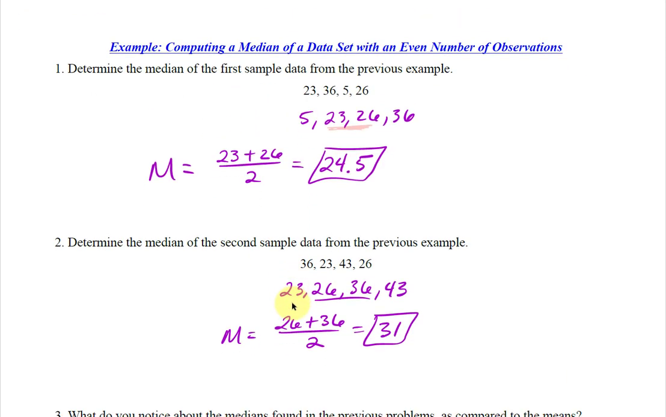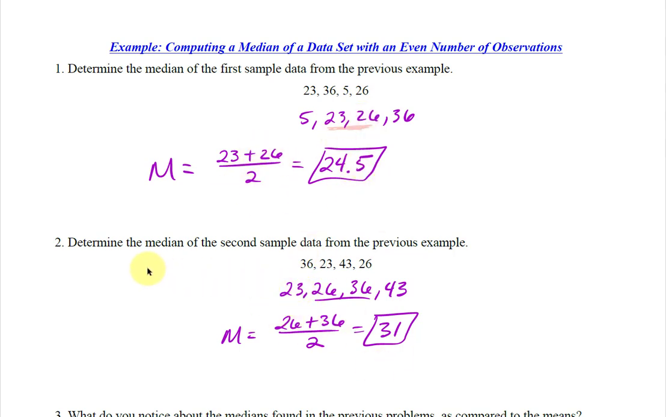Now let's try this example. We also want to determine the median of this data set, the sample. Again, I list them from smaller to larger. Because we don't have a single middle number, we have 2 middle values. So all we do is add them and divide by 2, because this is an even number of observations.